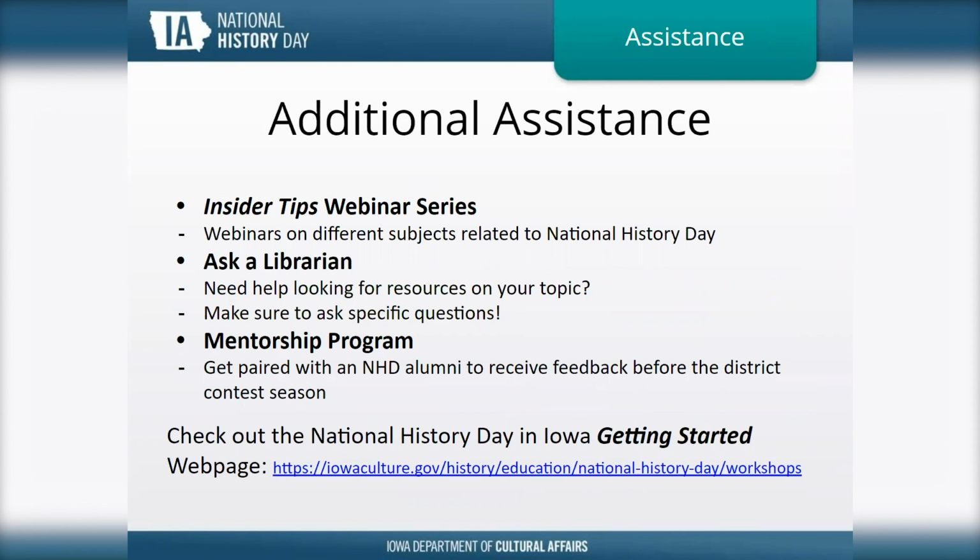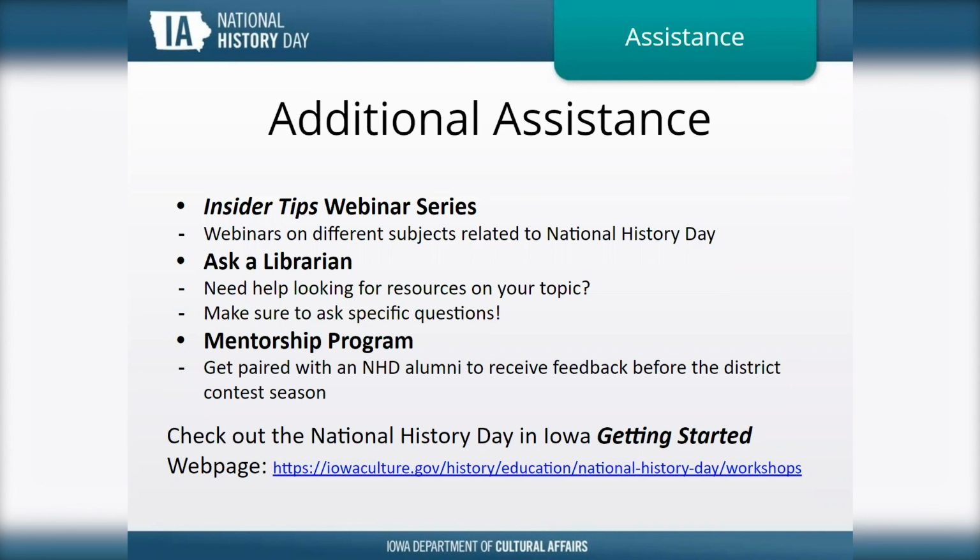So on the National History Day and Iowa Getting Started website, we have 3 opportunities here. There are additional insider tips webinars that have already been pre-recorded in different categories, and other videos that can help you for researching at home, building your analysis and your thesis statement. So make sure to check out those videos. You can also ask a librarian. So if you're needing help looking for other resources on your topic, you can submit a request and we will alert a librarian at the State Historical Society of Iowa.